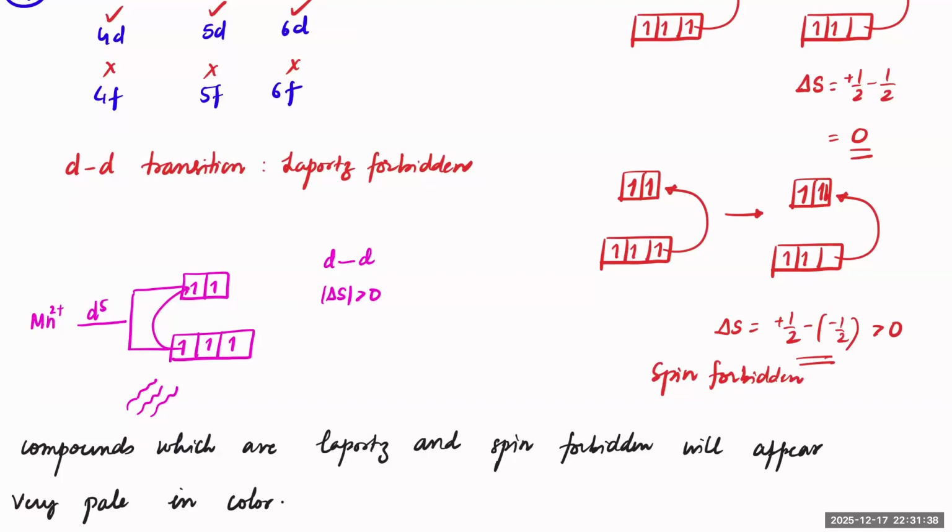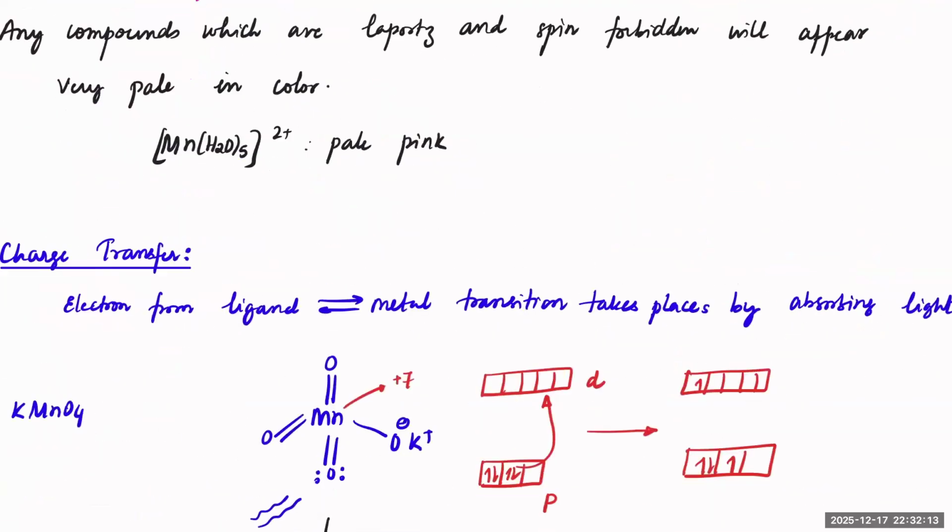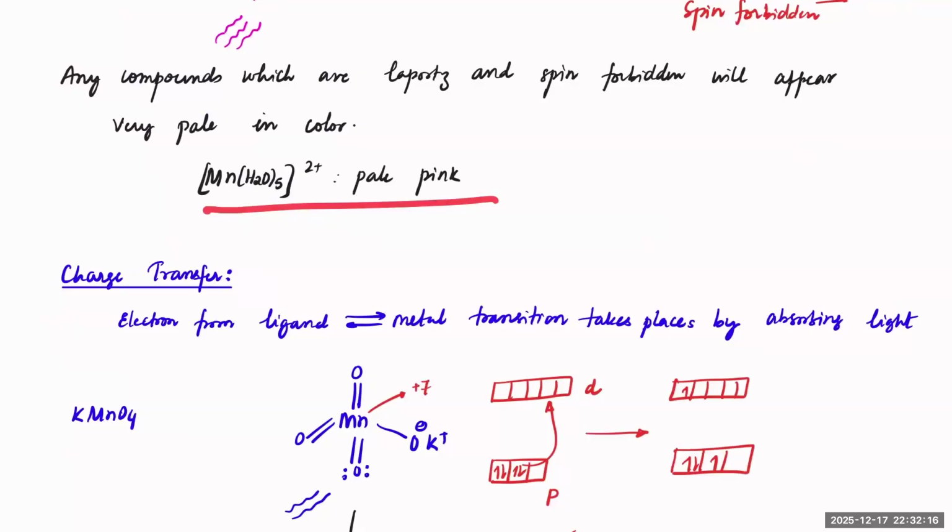And usually, if both the rules are not followed, the complexes will appear very pale in color. That's the reason manganese plus 2 will have colors which are very pale and typically pale pink. So why the intensity of color is less can be explained based on the type of forbidden nature they can show. So you can see this is a pale pink color.